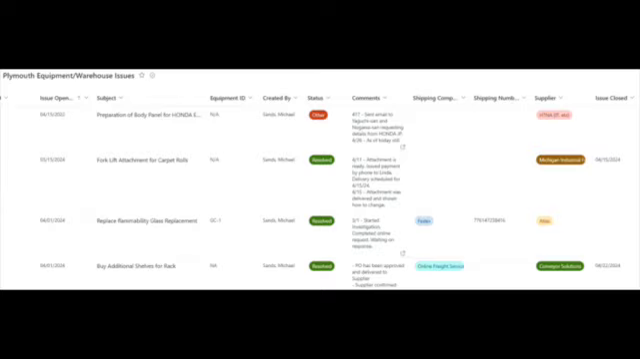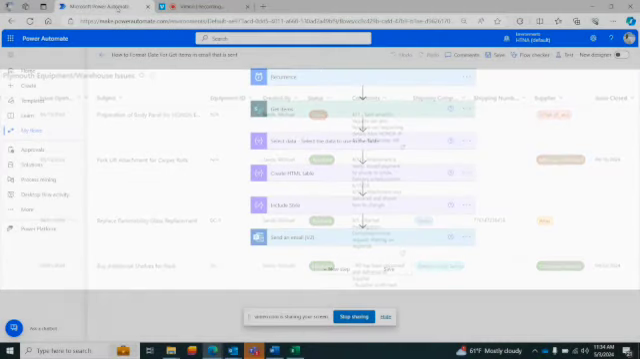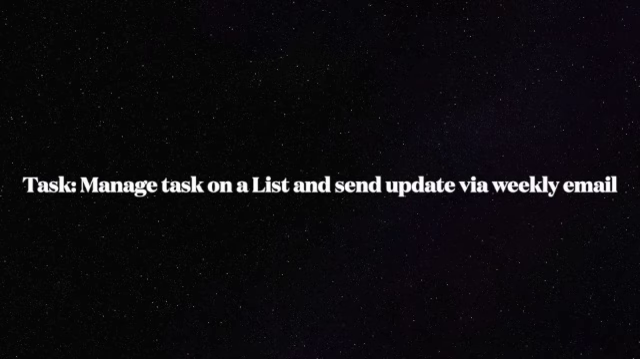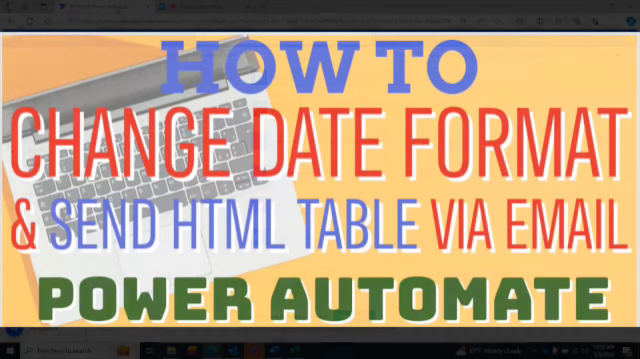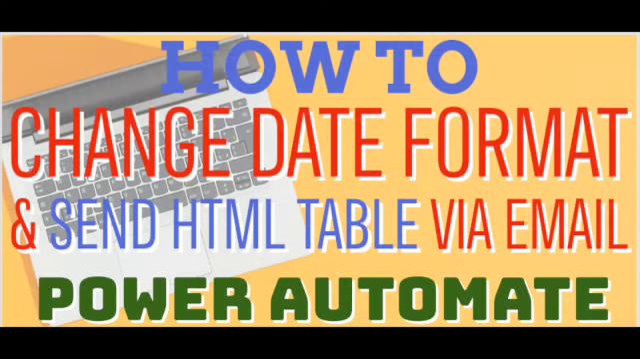But in addition to managing this list, I'm also tasked with informing my manager and everybody else that's on my team. So I'm tasked with informing them every week on the status of these issues that we may be having. And so as a result, I go to set up a Power Automate flow that will automatically send updates, in this case every Friday morning. And then in addition, I want the date in this update to be formatted a certain way. So that's the purpose of this video here.